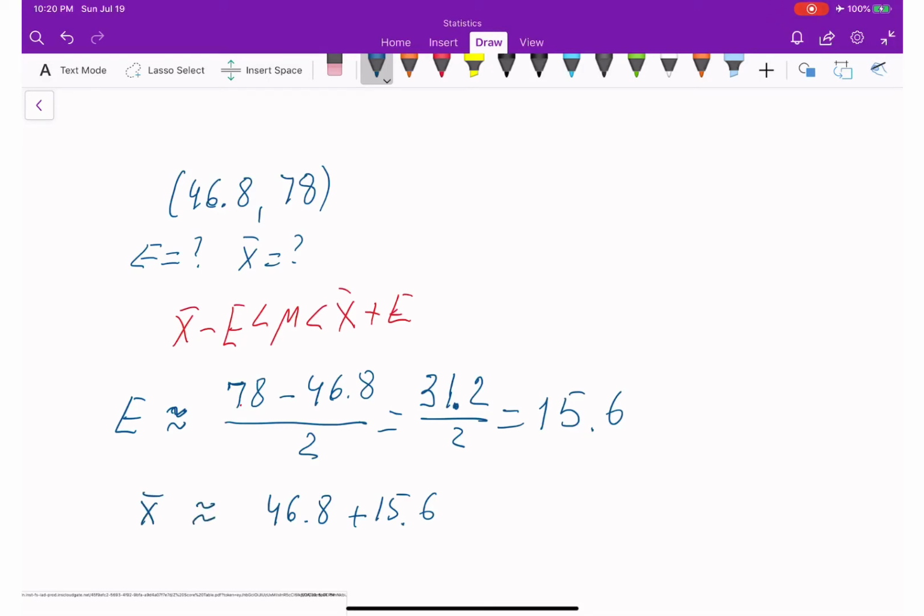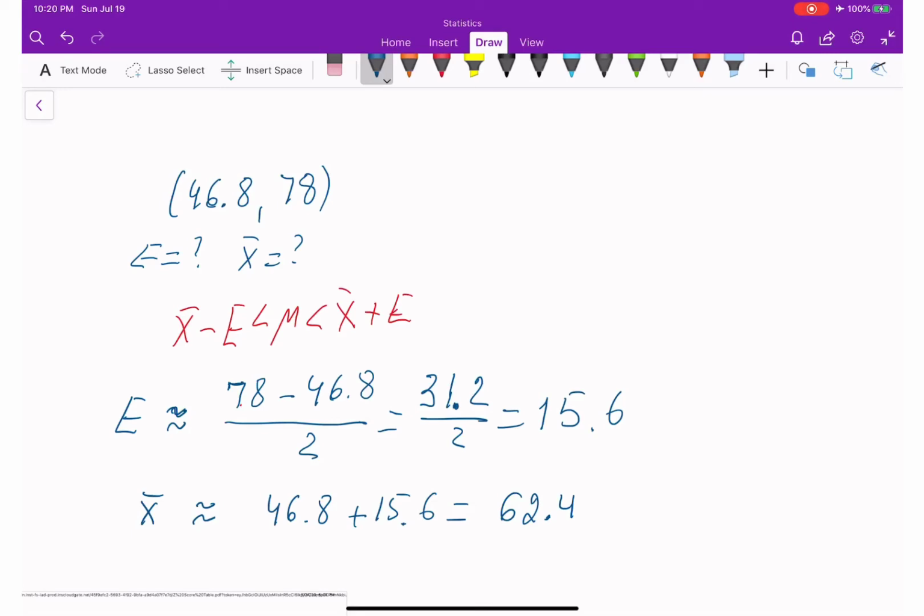So this is going to be 8 plus 6 is 14, 1 in mind. 6 plus 5, 11, and 1, 12, 1 in mind. 5 and, 62.4. Okay, so sample mean approximately 62.4.